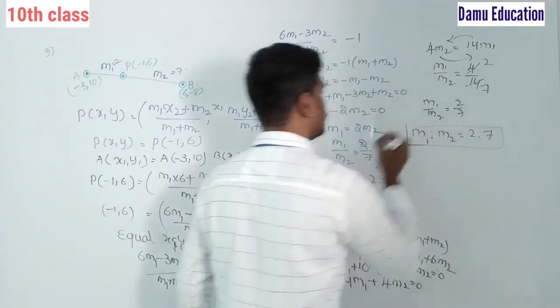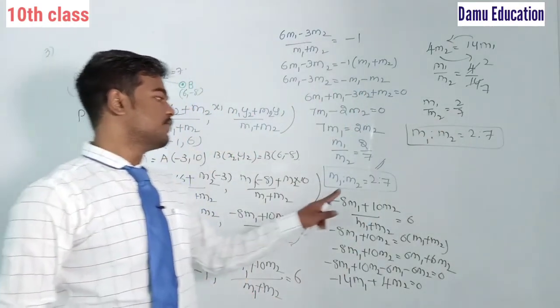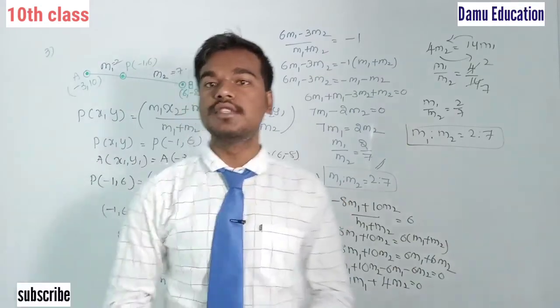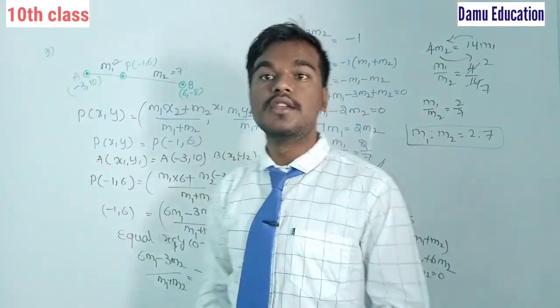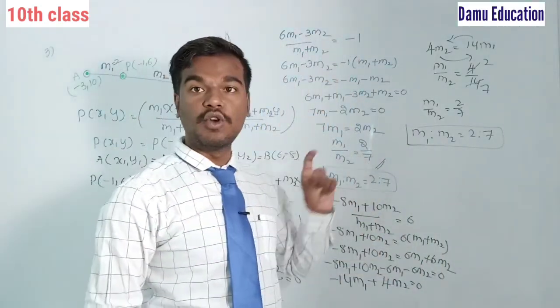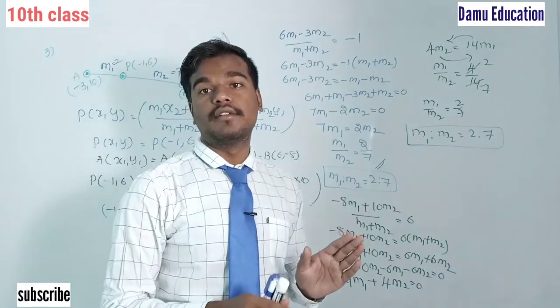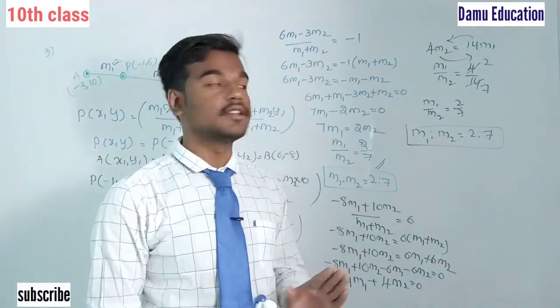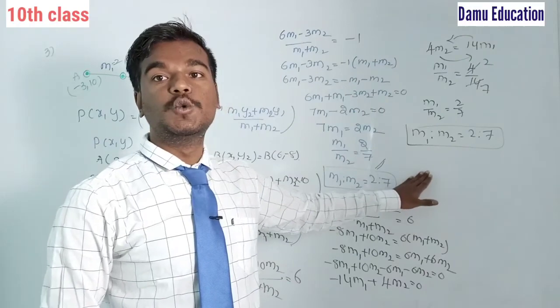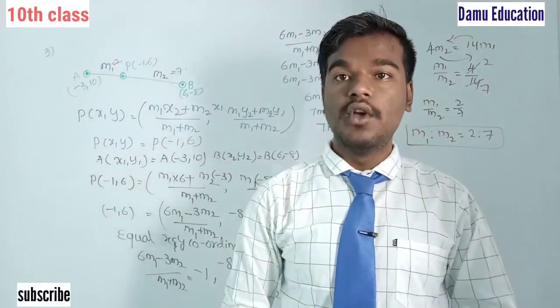So what value did we get? The same as before. You can calculate by using only the x coordinate or only the y coordinate, whichever it is. We will get the same answer, 2 is to 7. Like this we have to find it.